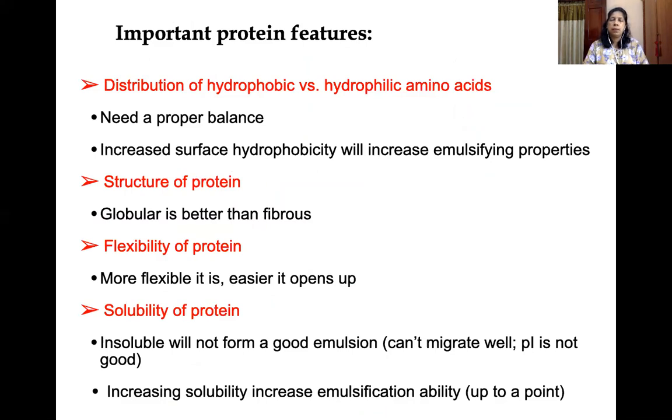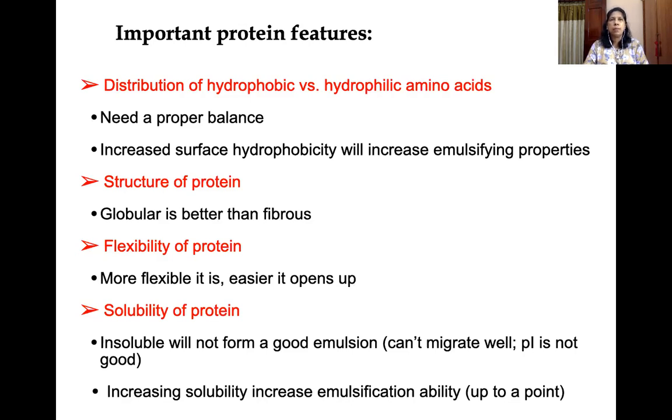Up to now you have learned about some important features of the protein, if the protein is to work as an emulsifier. Now let's see some other things. One is the distribution of hydrophobic versus hydrophilic amino acids, which is an important feature of the protein. A proper balance is needed, because if the hydrophobic ones are too high, it does not work properly. If there is a very good balance of hydrophobic and hydrophilic amino acids together in that protein, it works as a very good emulsifier.